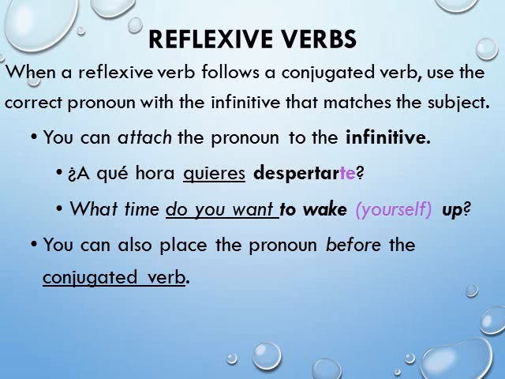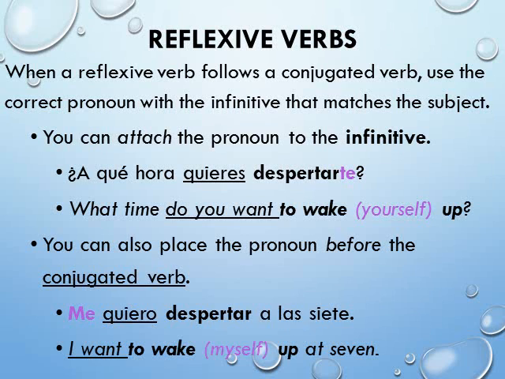You can also place the pronoun before the conjugated verb. So just like we did with our direct and indirect object pronouns, you can place it before the conjugated verb. So we have me quiero despertar a las 7. So I want to wake myself up at 7. When we have quiero, you can see that that ends in an O. Therefore, that is in the yo form. So we have to use the reflexive pronoun me to match the yo form of the verb. Okay, match that subject, I.